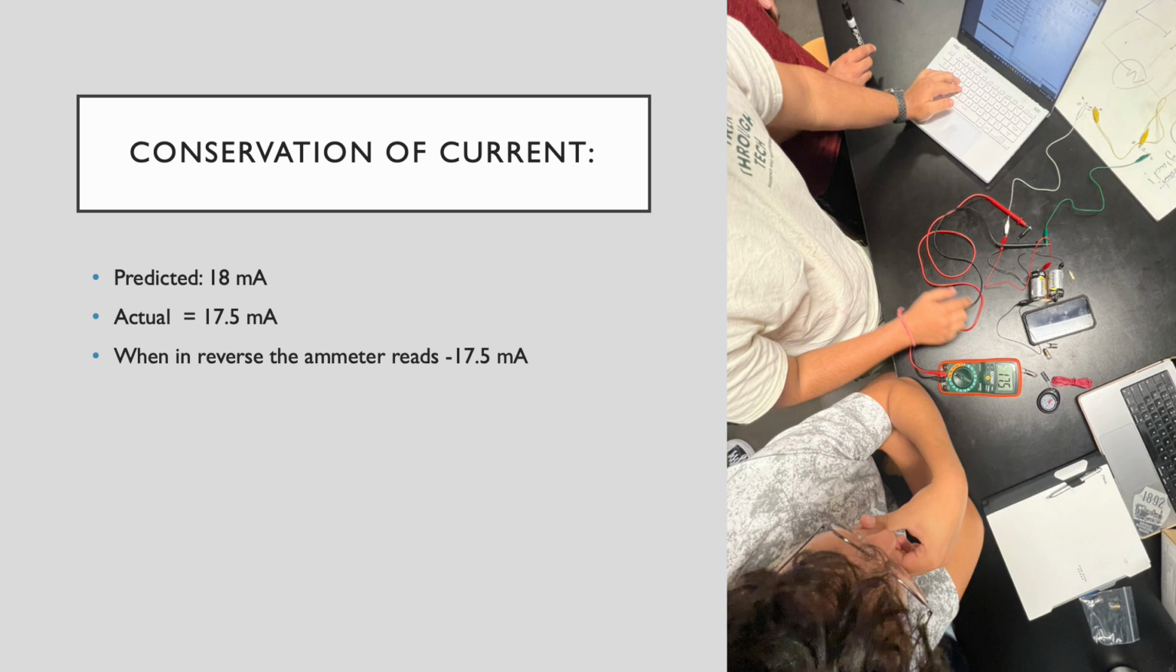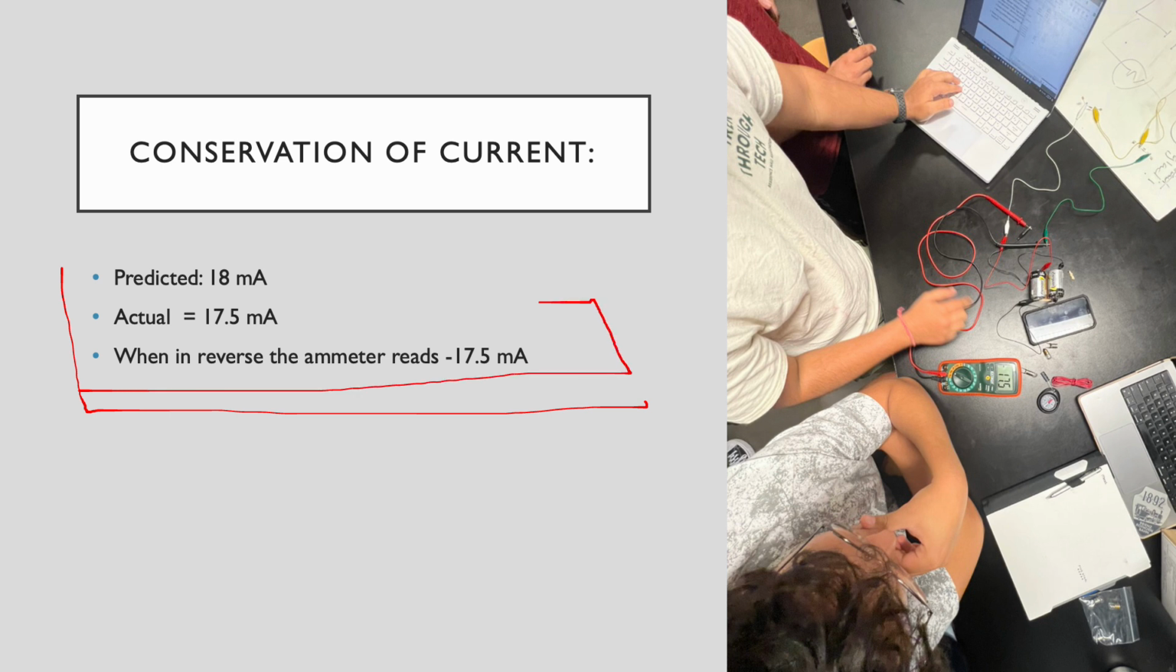So first, on the right, you can see the photo of the setup of the current. The predicted current across the wires and circuit is 18 milliamps, but the actual ends up being 17.5 milliamps because we're doing this in the real world instead of a simulation. There's some resistance within the wires, and other things such as the batteries. And when in reverse, it reads negative 17.5 milliamps. That just shows the conservation of current.